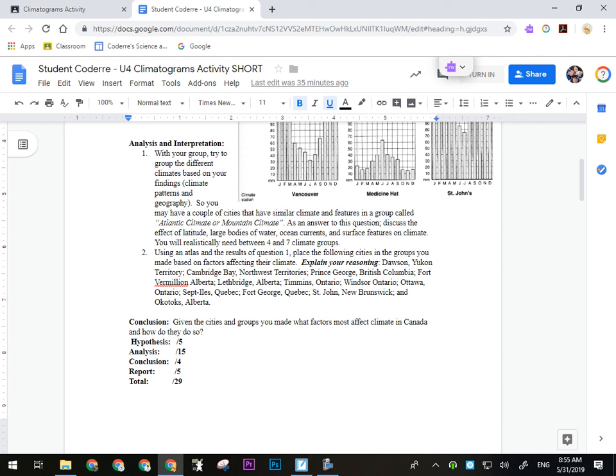And then for question number 2, now that you've built these groups, it's saying look up these cities on Google Earth, and then place them in the groups that you already built. So the first one would be Dawson, Yukon. That's probably going to go in a group with some other northerly cities, just my guess. You'd look at where it is, and it would be in a similar place and thus have similar factors affecting it to some other cities that you already have. Does that make sense?